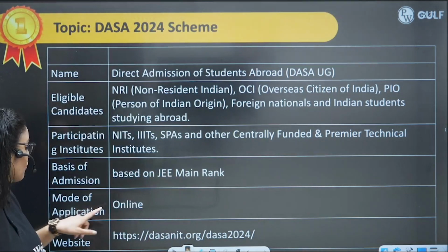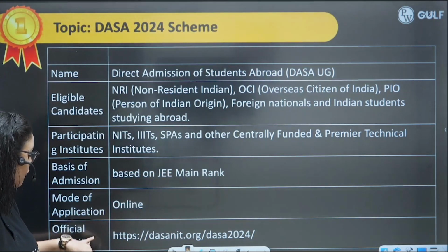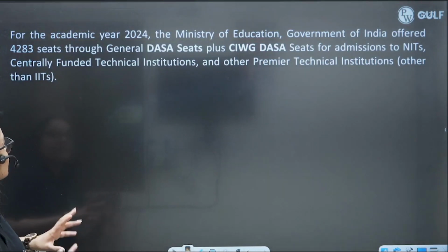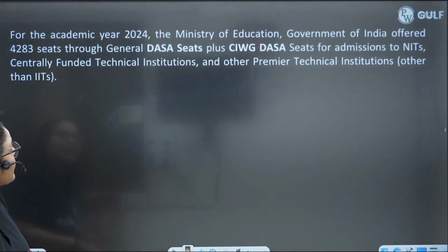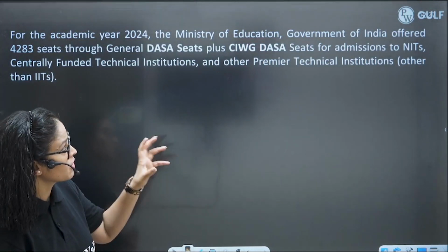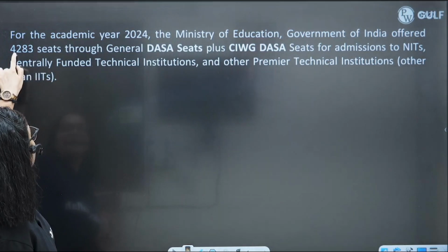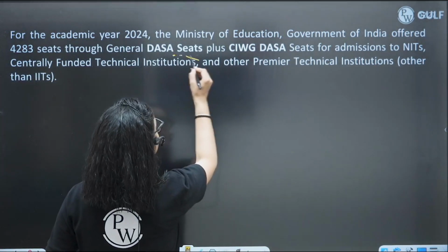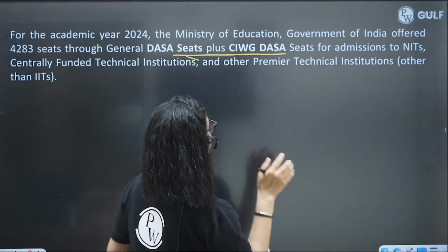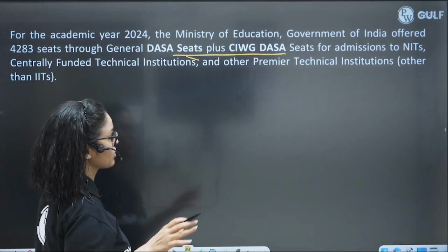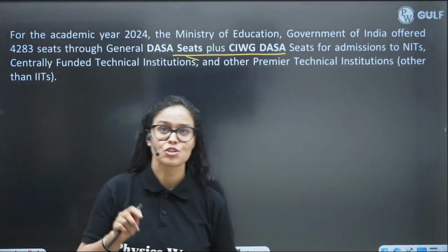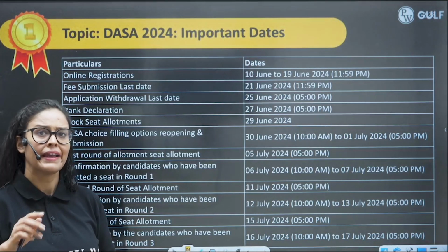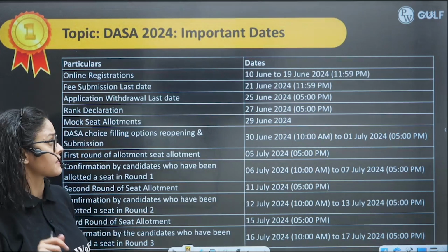So next is mode of application. It would be online. Official website is this. You can visit the official website to fill all the form. So for the academic year 2024, Ministry of Education, Government of India offered 4283 seats through general DASA seats plus CIWG DASA seats for the admission to the NITs or these premier technical institutes. So we will see what are CIWG, what is this quota. We are just going to explore everything about this DASA exam, right?